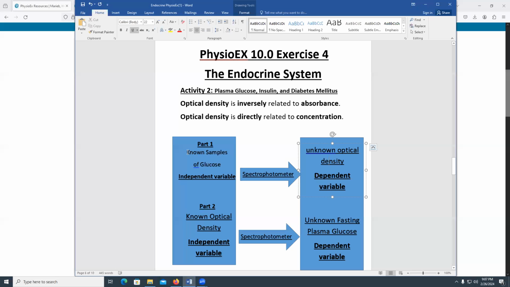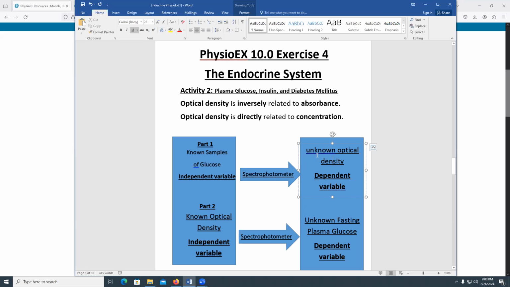So it is known for me, I do know how much glucose is in there, but I do not know how much light will pass through it. So I do not know the optical density. I do not know how much light is blocked. So I will have test tubes of glucose that I know, and I put them through a spectrophotometer, and then I will try to find out how much the optical density is.